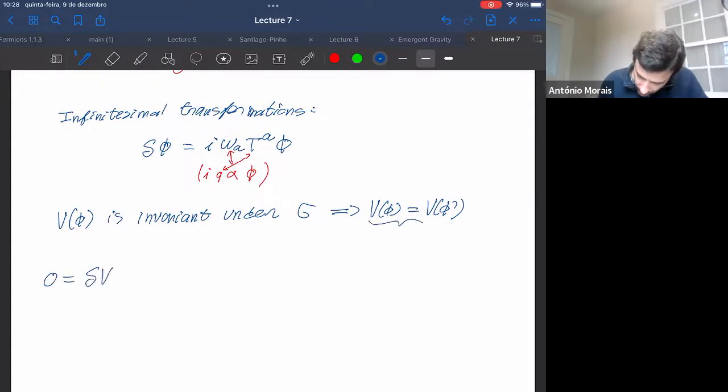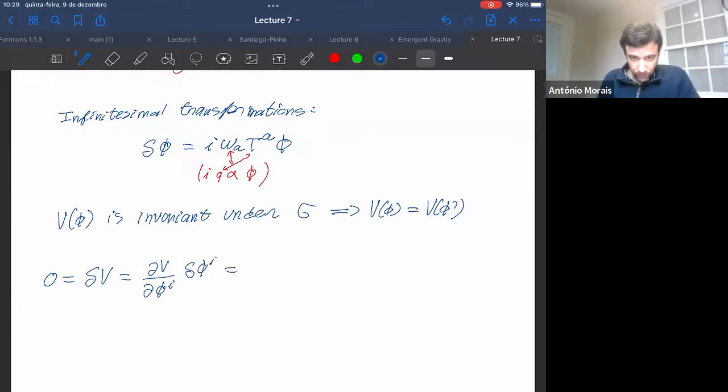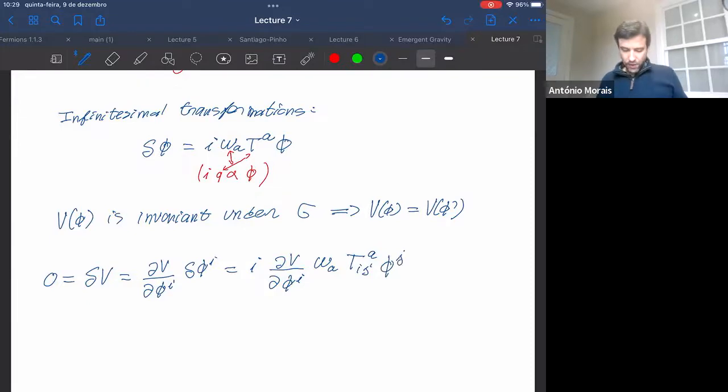Delta V is V(phi prime) minus V(phi), of course. And delta V we can write in terms of derivatives. So it's going to be dV/d phi_i, since we have several phi's, for arbitrary i. Now we can use the infinitesimal transformation of the fields, and this is equal to i dV/d phi_i omega^A T^A_ij phi_j. So this is the result from the invariance.